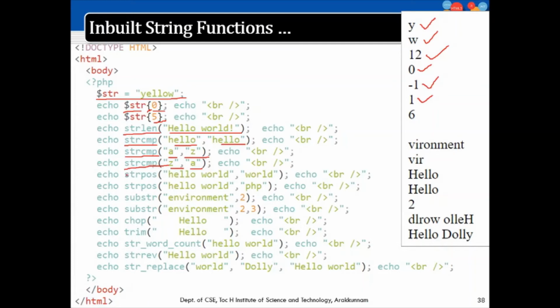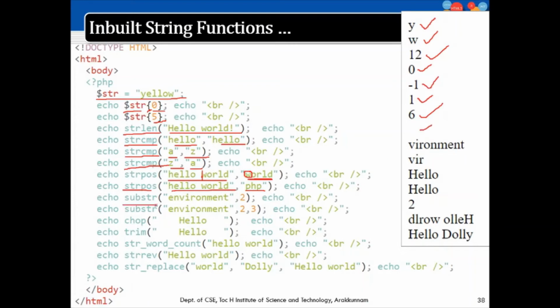Moving on to the next function, strpos. So strpos, as I said, will be returning the position of the second string in the first string. Here the first string is hello world and the second string is world. It will give the position of the start of this string. This is the position where it starts, so the value is 6. And strpos of hello world, PHP: you can see that PHP is not there in this hello world string, so that will be returning a null value, which is not displayed here.